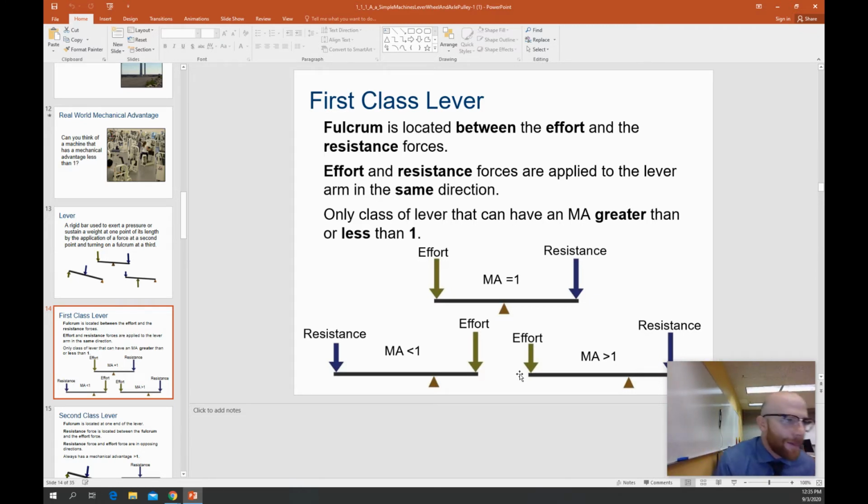First class lever, if we look at it, it could be either greater than or less than 1, depending on the distance factor. Just like before when we looked at the ideal mechanical advantage, let's talk about the distance effort over the distance resistance. If there's a greater distance from where I'm pushing down to the fulcrum, my output's going to be greater. This one's equal to 1, say, because it's the same distance right here.